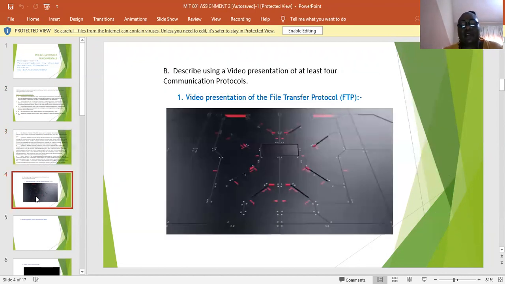And for the second question, on the B part, you said we should describe using a video presentation at least 4 of the communication protocols. Firstly, my first video presentation is on File Transfer Protocol. I'll give a brief introduction: it's a standard communication protocol used for transferring computer files from a server to a client on a computer network. I have a 2-minute video illustrating how it works. You'll see it in the slide.